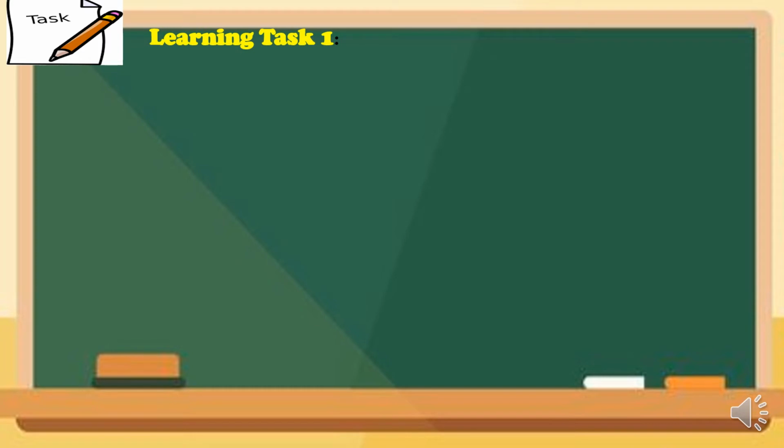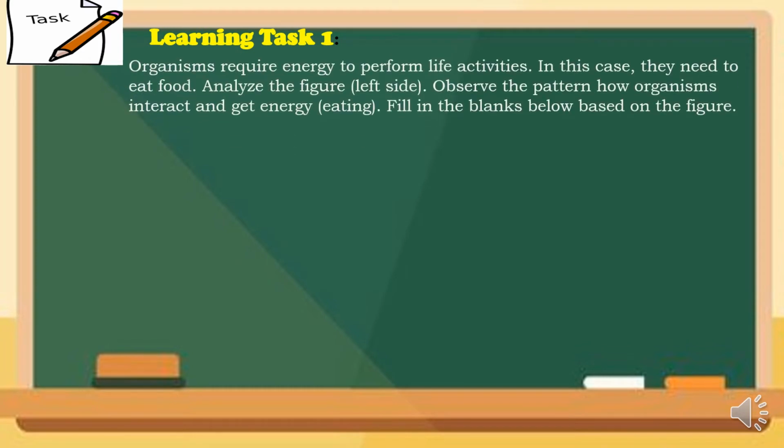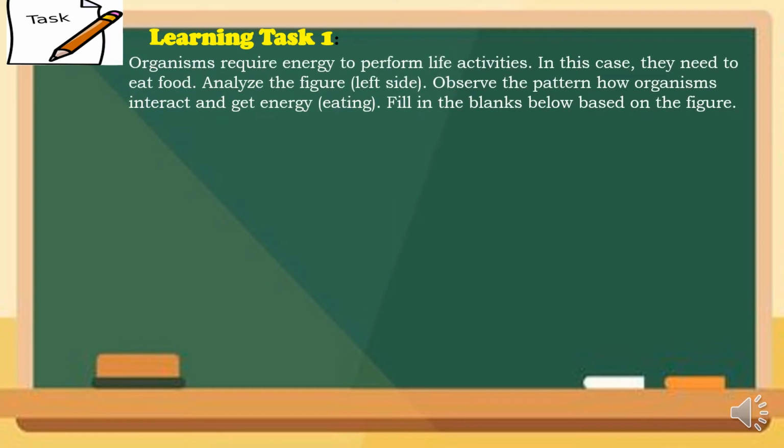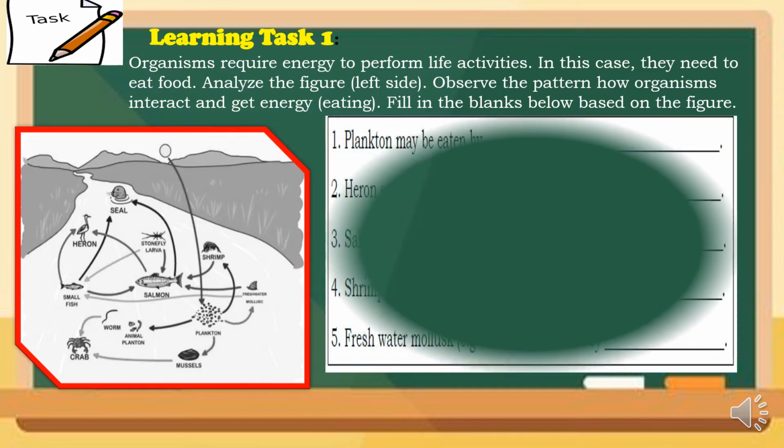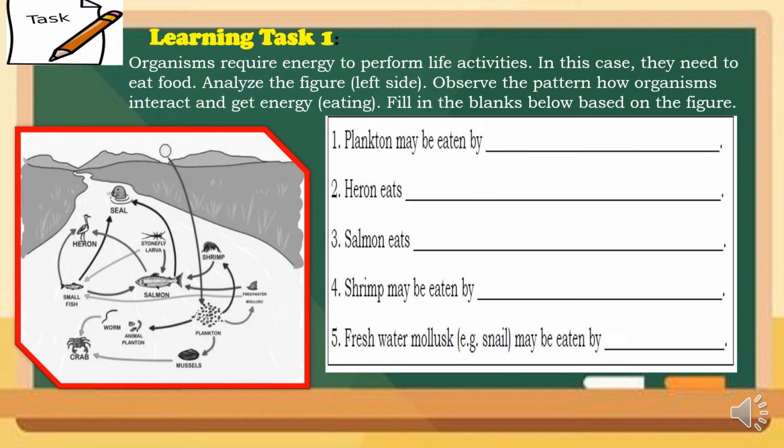Let us answer Learning Task 1. Organisms require energy to perform life activities. In this case, they need to eat food. Analyze the figure on the left side and observe the pattern of how organisms interact and get energy by eating, and fill in the blanks below based on the figure.